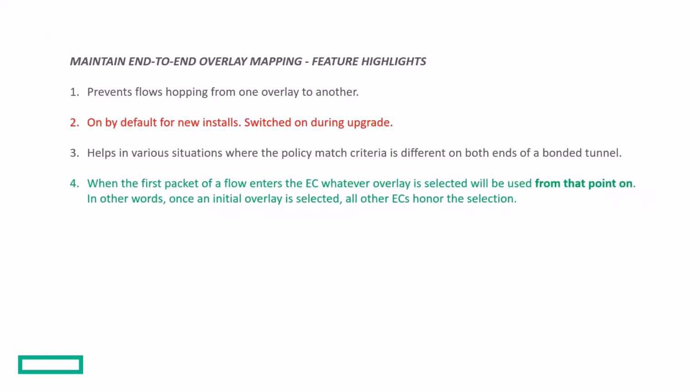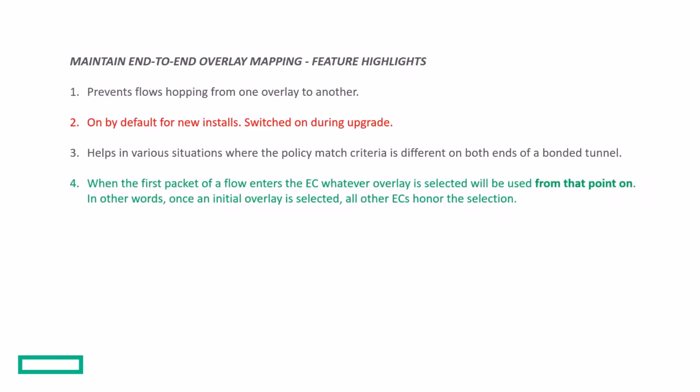This helps in a variety of situations where the policy match criteria is different on both ends. And I'll show you an example or two where that might happen. Like you do a lookup on the spoke and you get one answer for an overlay, and you do a hairpin 2 lookup on the hub and you get a different answer for the overlay. I'll show you why that might happen.